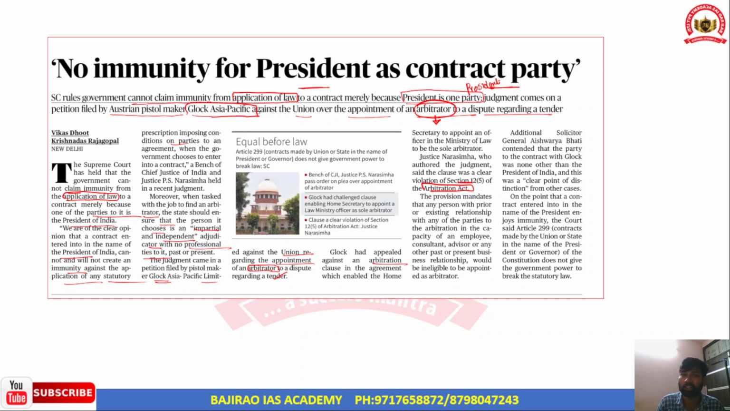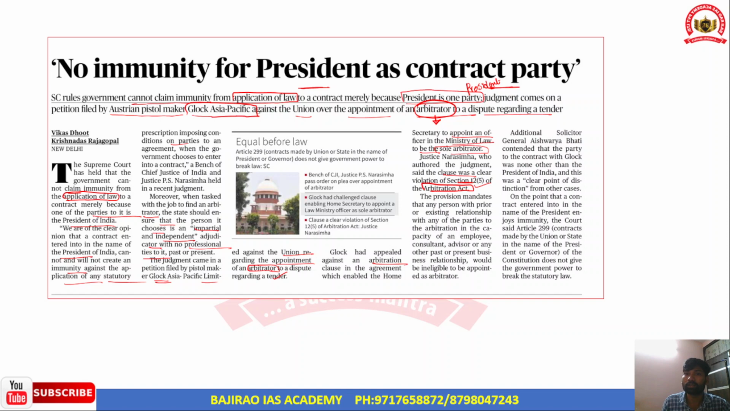That arbitration clause enabled the Home Secretary to appoint an officer in the Ministry of Law to be the sole arbitrator. The petitioner says that the clause was a clear violation of Section 12(5) of the Arbitration Act. If we appoint an officer under the Ministry of Law, that amounts to a clear violation of Section 12(5) of the Arbitration Act.